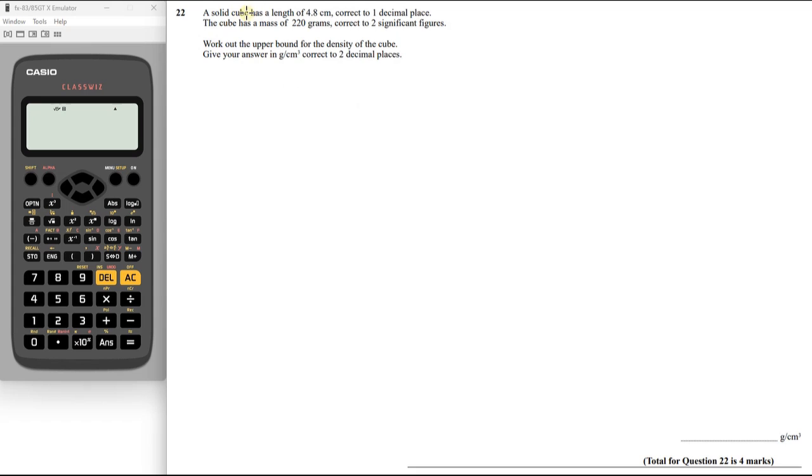Question 22. A solid cube has a length of 4.8 centimeters, correct to one decimal place.